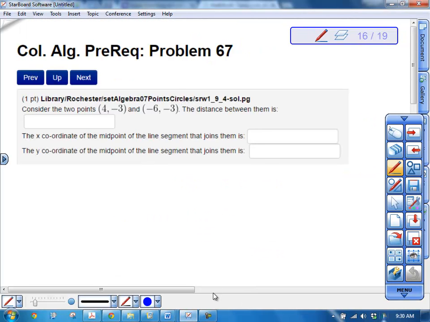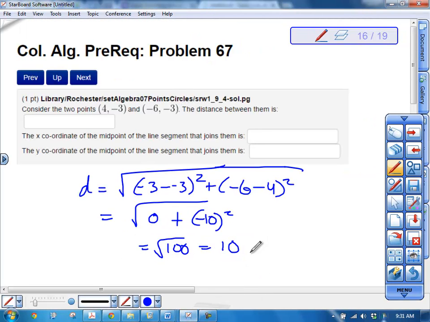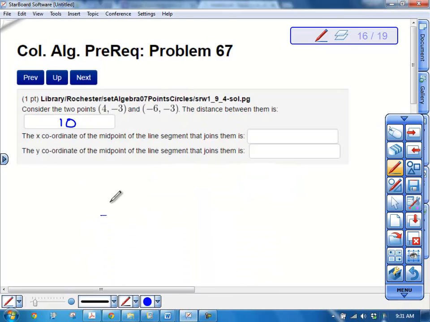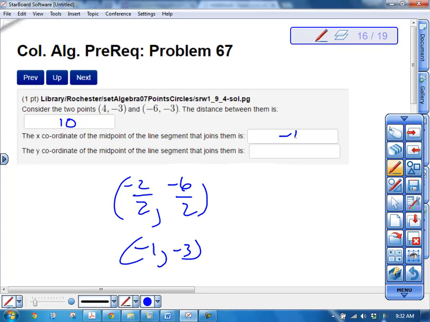Next problem wants to do the distance formula real quick. I'll pause and show my work. That would be 10. Okay, then it wants the x coordinate of the midpoint of the line segment that joins them. So let's do the midpoint formula, which is just add them and divide by 2. So 4 plus negative 6 is negative 2 over 2. And negative 3 plus negative 3 is negative 6 over 2. That simplifies to negative 1, comma negative 3.